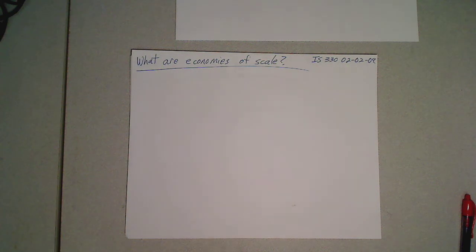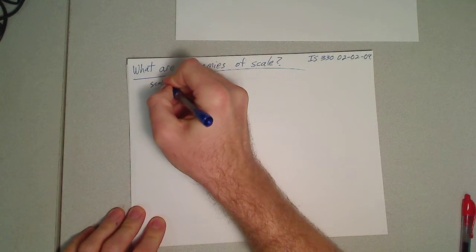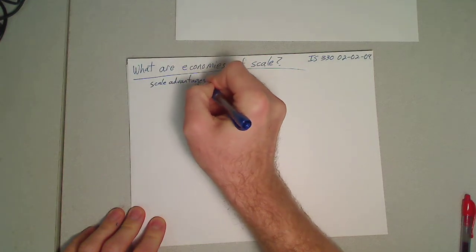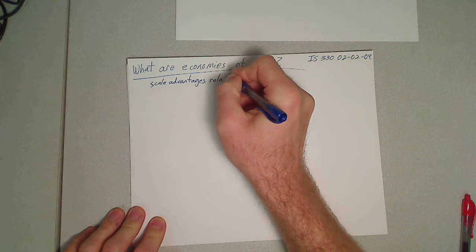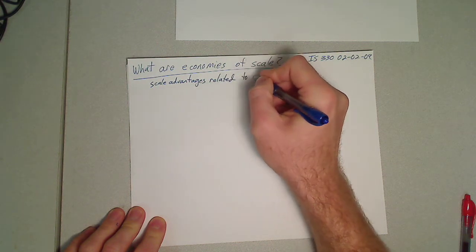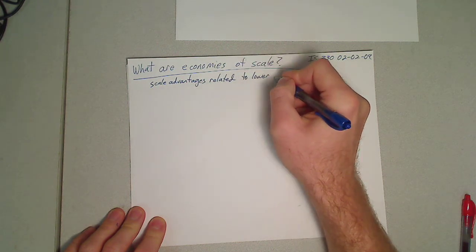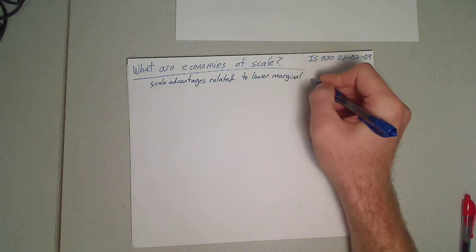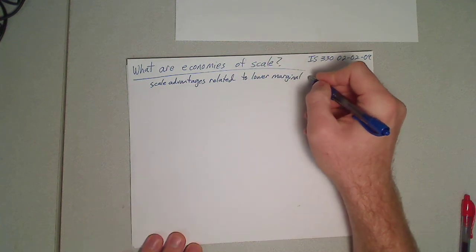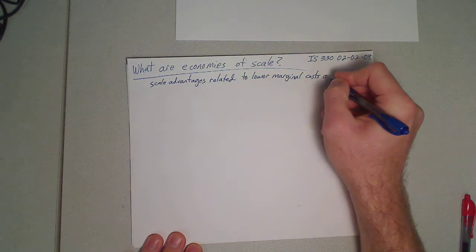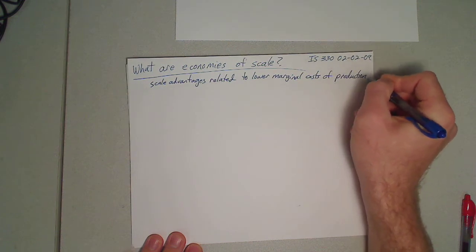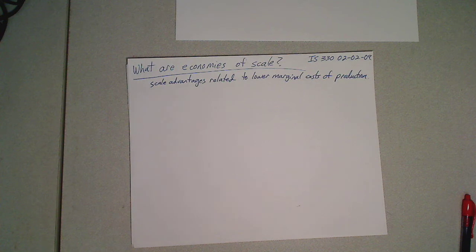What are economies of scale? Economies of scale are scale advantages related to lower marginal costs of production. Okay, let me illustrate.